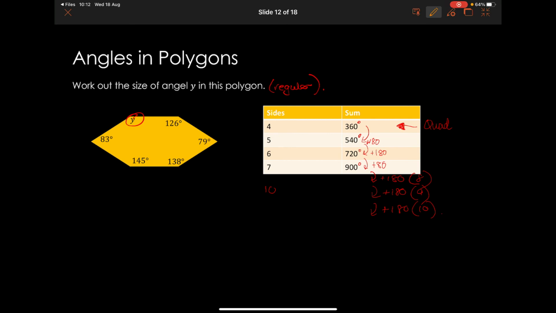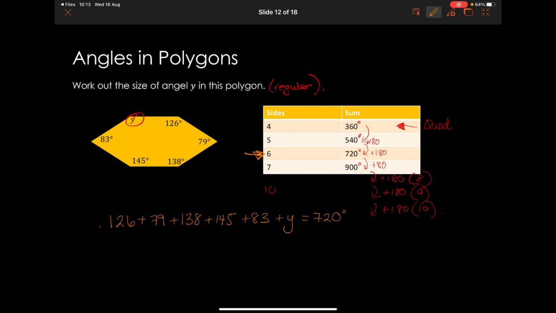Okay, if you've done that, then all you need to do is do 126 plus 79 plus 138 plus 145 plus 83 plus Y. And because it's a 6-sided shape, that's going to be equal to 720 degrees. Now then, depending on whether this comes up on your calculator section or your non-calculator section, usually something like this will come up on your calculator section. So you should be able to use your calculator to add up all of those numbers, okay?